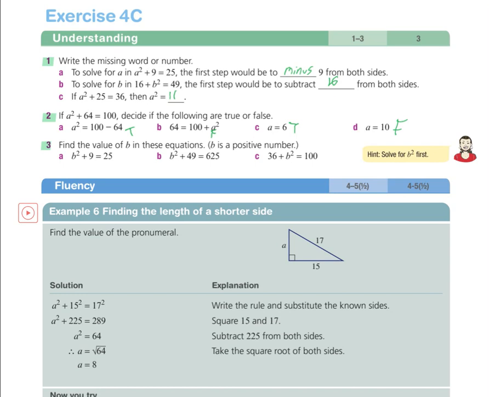Find the values of b in these equations. B is a positive number. So 25 take 9 is 16. 16 will be 4 squared. 625 take away 49. Just put that in my calculator. I've got 576. Then I square root 576. And I get 24.